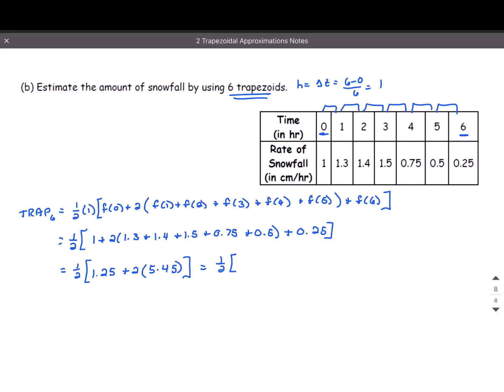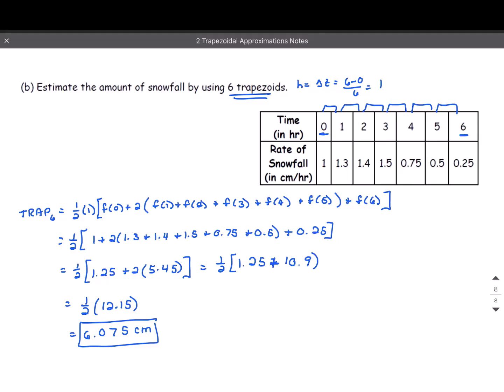Then if we double that, plus 10.9, that gives us 1/2 of 12.15 or 6.075 centimeters. So we've gotten closer and closer to the actual value.